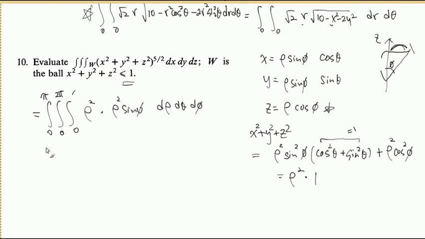Do you have a question, Carter? Oh yeah, that's right. Yeah, I forgot that. Thank you. There was something forgotten, so you have to put it back in now. Thank you. So in that way, this is rho squared sine phi. So that's the iterated integral. Good.